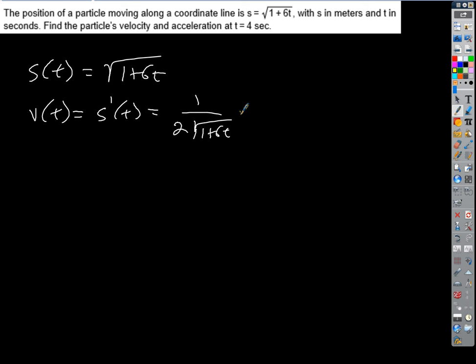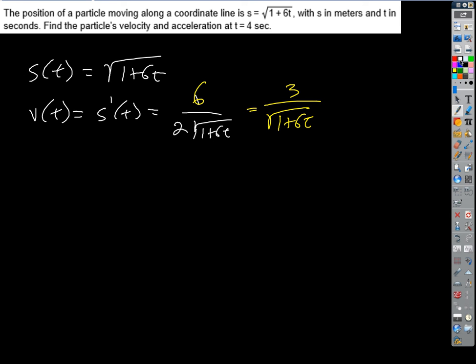Okay, what's the next link gonna be? 6. Yeah, so times 6. I'll just put the 6 on top. And we can reduce the 6/2 to 3, over the square root of 1 plus 6t. Okay, so there's the velocity function.